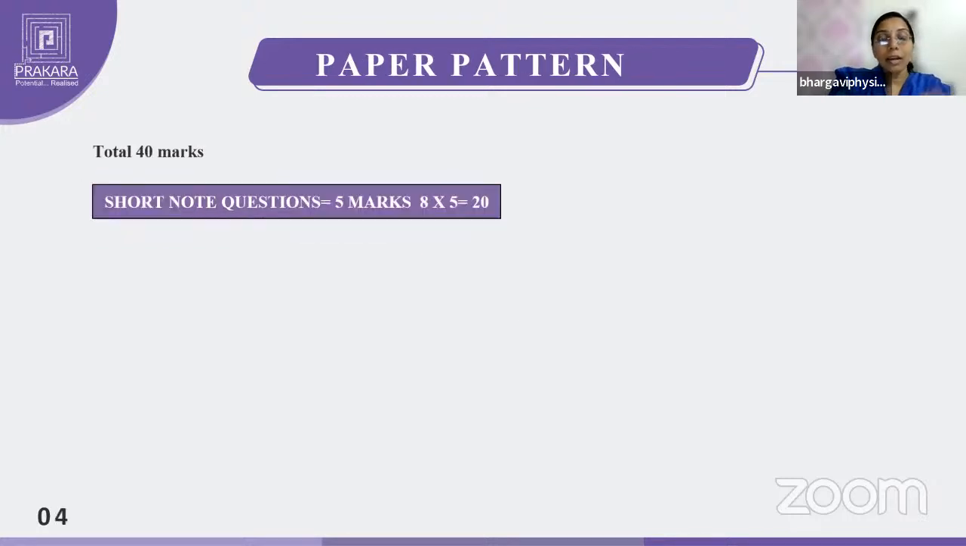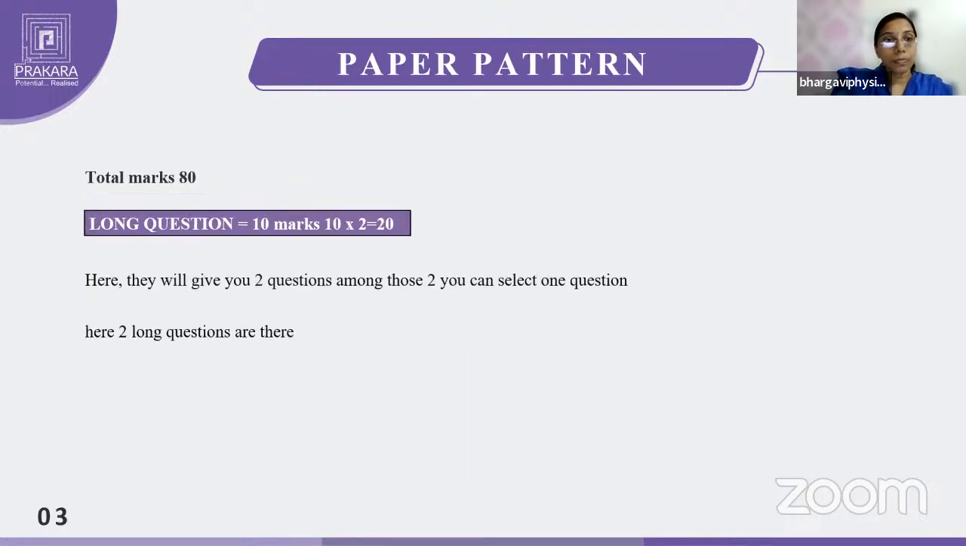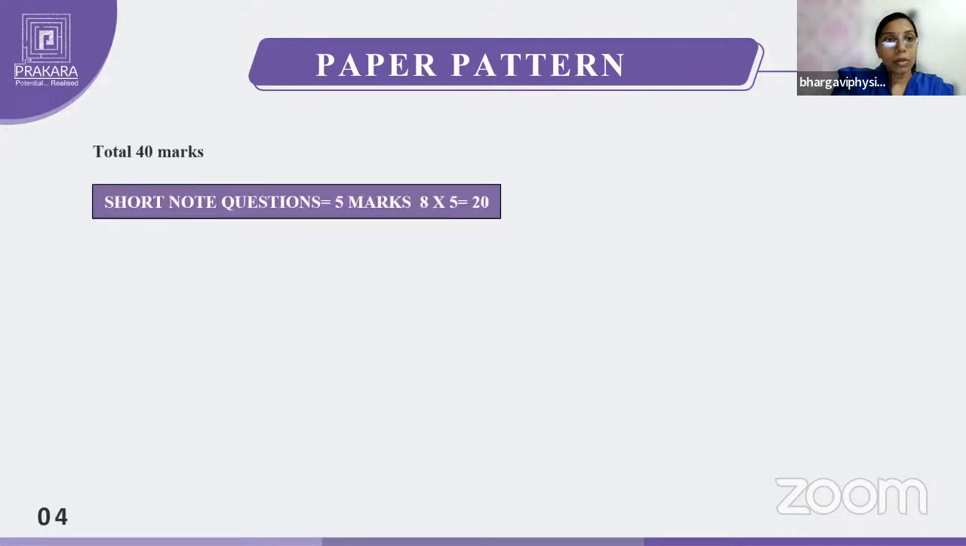Then next is the short note questions. For this one, 8 questions you are going to write here. There won't be any choice in this one. And each question will carry 5 marks. Total 20 marks here. 8 questions and 5 marks for each question.